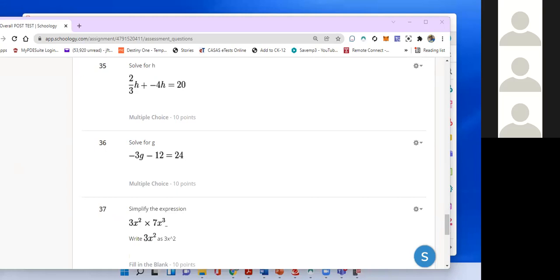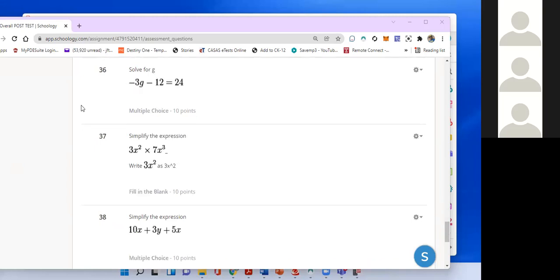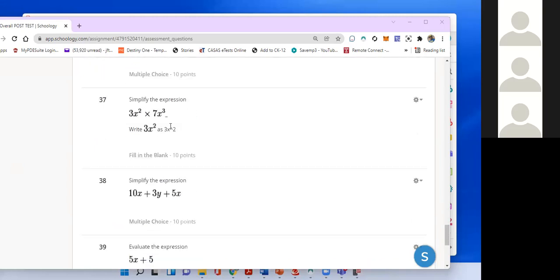There was another question that I want to make sure that I share. Number 37: 3x squared times 7x to the third. I was surprised quite a few people got this incorrect also. How do I simplify this expression? Does anybody know how to do this problem? Start X. I'm sorry, say that again, Chris. No. Here, they don't want you to evaluate it. They want you to simplify it.